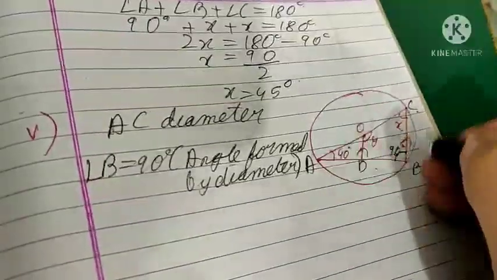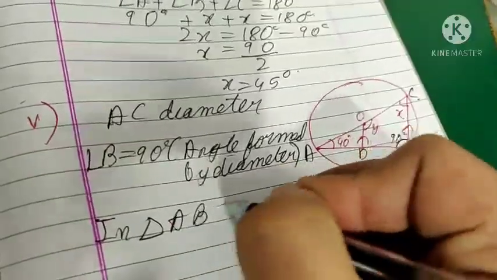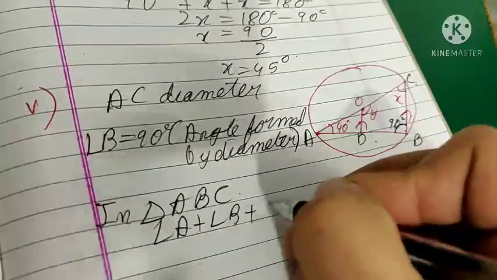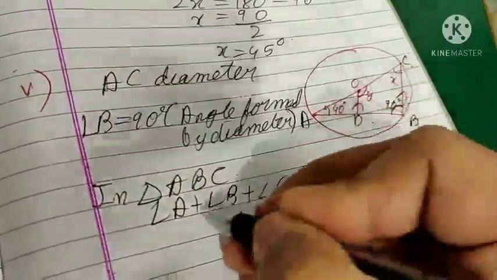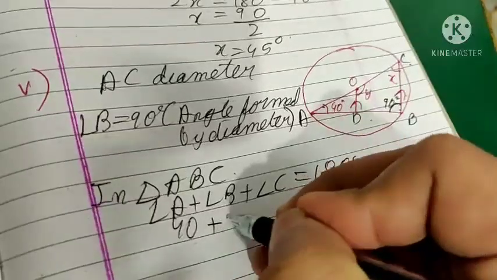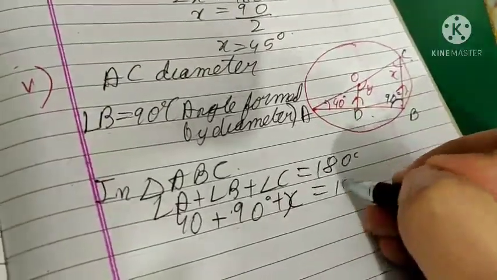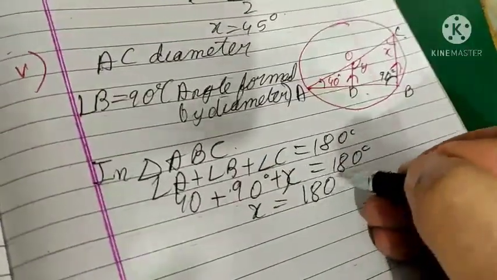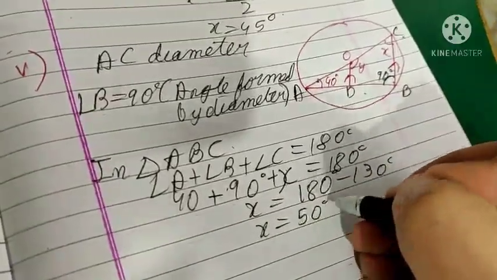Now if we see in this whole triangle ABC, angle A plus angle B plus angle C is equal to 180 degrees. Here angle A is given as 40 degrees, angle B is given as 90 degrees, and angle C is X, equals 180 degrees. So X is equal to 180 minus 130. So X is equal to 50 degrees. So we have got the value of X.